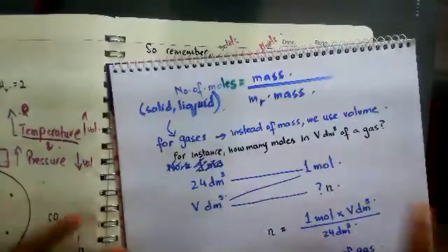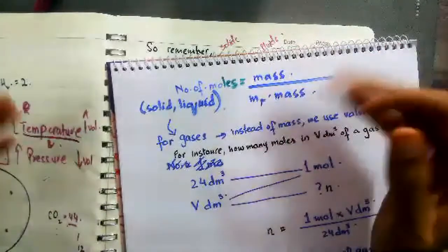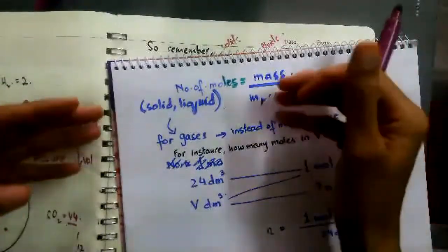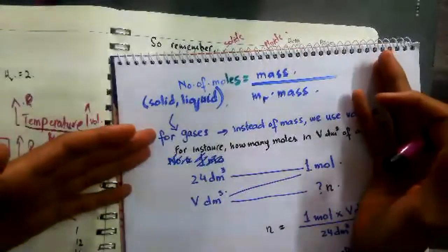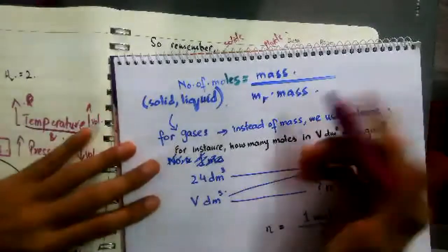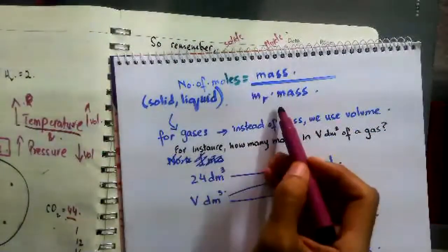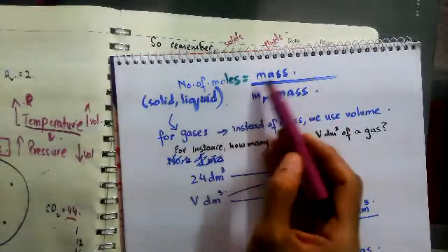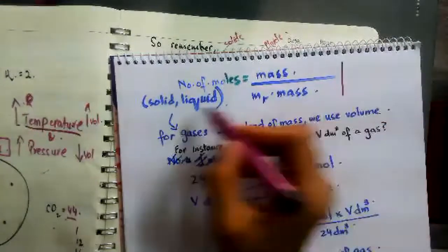Now, we are concerned with the number of moles, right? We understand that. But how should I translate that into the number of particles? Because for our calculations, we need the number of particles. In the case of solids and liquids, the formula was number of moles is equal to mass divided by the molecular mass. That was the formula for solids and liquids.